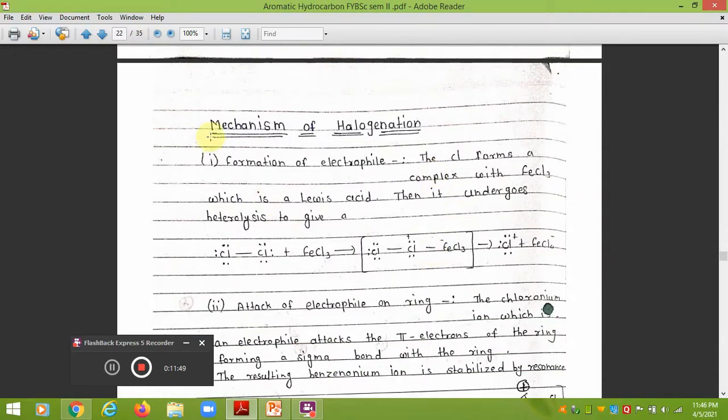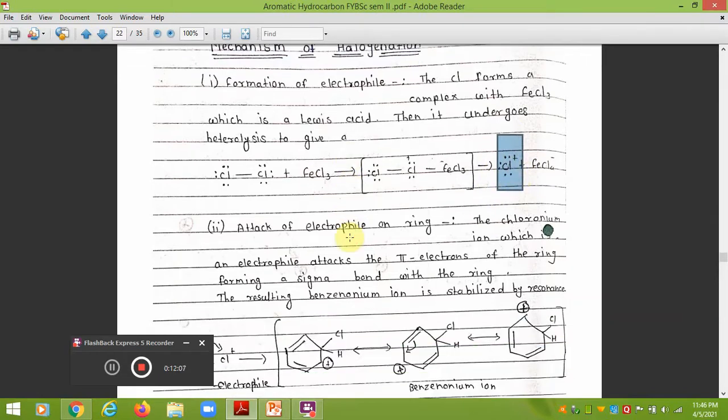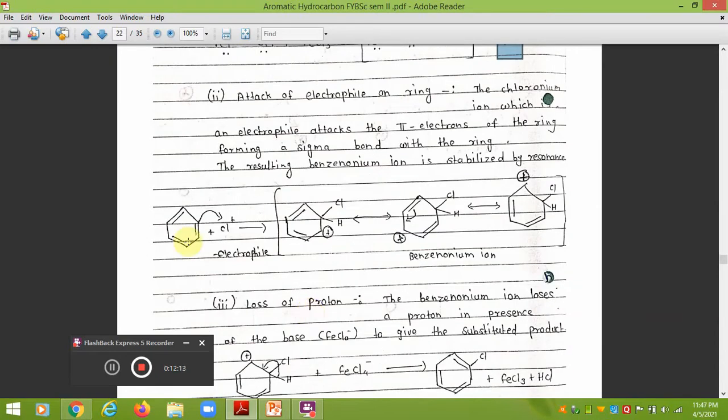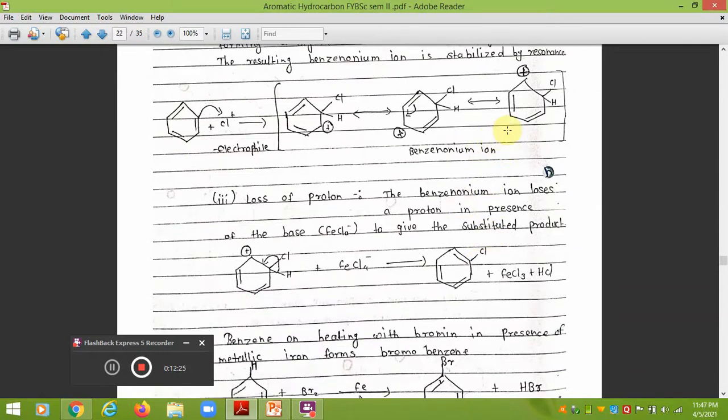Another reaction is known as halogenation. Here the two molecules of halogen in presence of a Lewis acid like AlCl3 give the formation of the electrophile, that is the halogen cation, chlorine plus. This halogen, which behaves as an electrophile, forms a sigma bond with the pi electron cloud of the benzene ring, and it gives the formation of the benzenonium ion, in which the aromatic character of benzene is lost again. That's why it is the slow step of the reaction, because a stable compound gets converted into an unstable one.